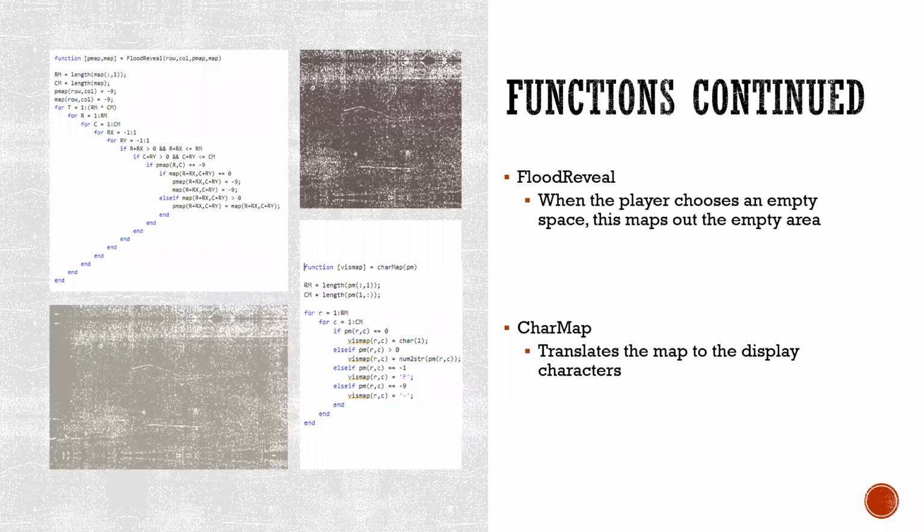The way flood reveal works is when the player chooses an empty space, flood reveal runs, and it spirals out to a perimeter of numbers. It's essentially just a modified MineMap that has some boundaries. Character map just translates the numerical player map into characters, which it saves in a matrix so that it can display it later.